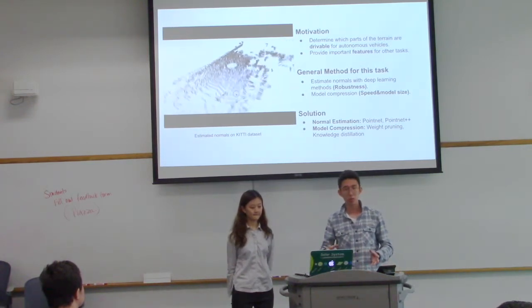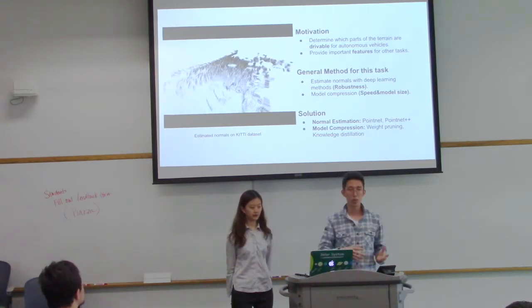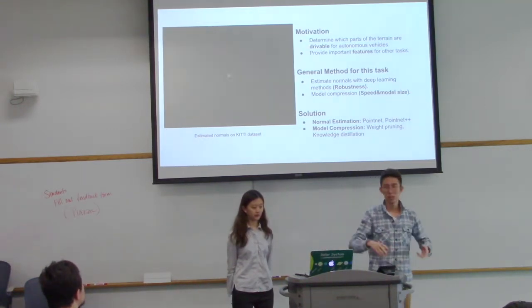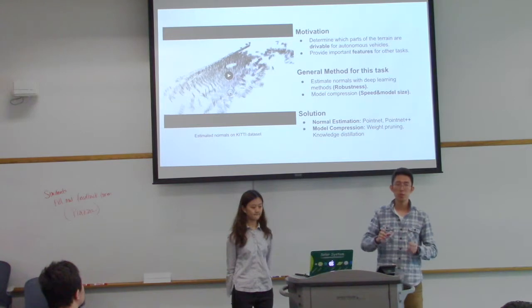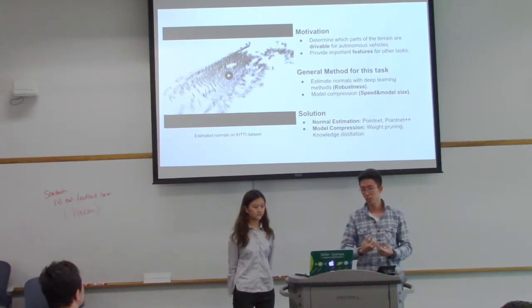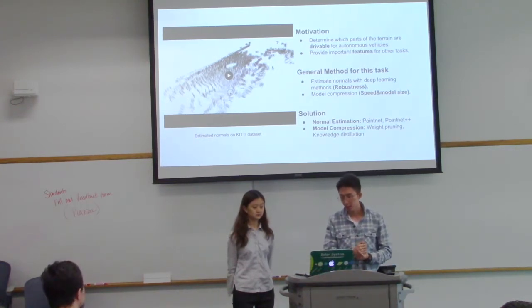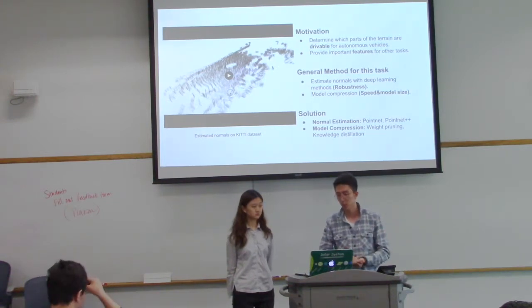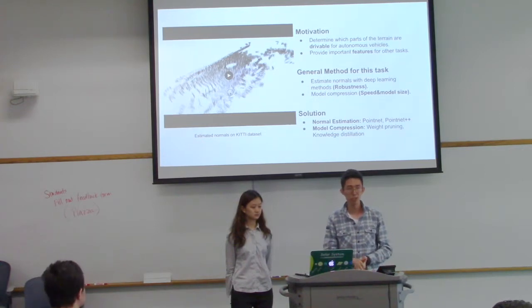The pipeline of the method we use is that we first estimate normals with deep learning methods, and then we do model compression. Note that in our title there is a formal verification part, and this part is actually done by another group. But formal verification requires the model to be pretty small, so our mission is just to compress the model as much as possible. The solution is we try some normal estimation networks, like PointNet and PointNet++, and we also tried several model compression techniques.